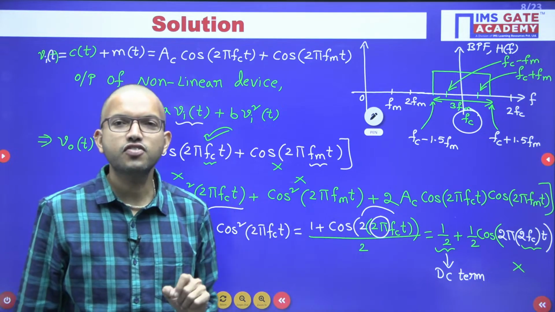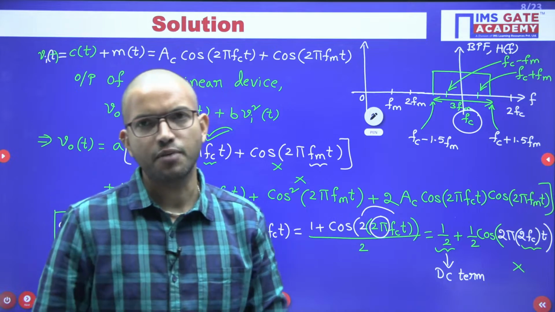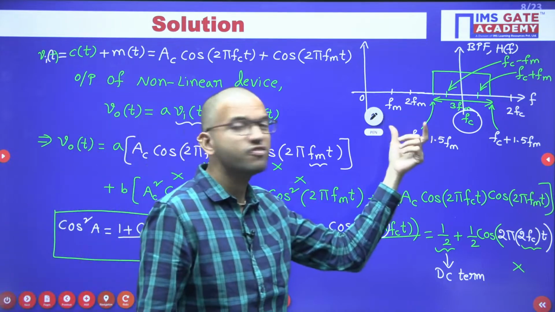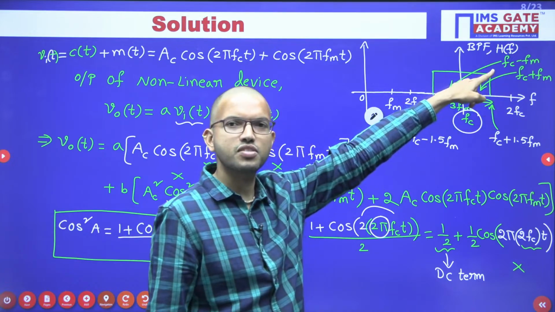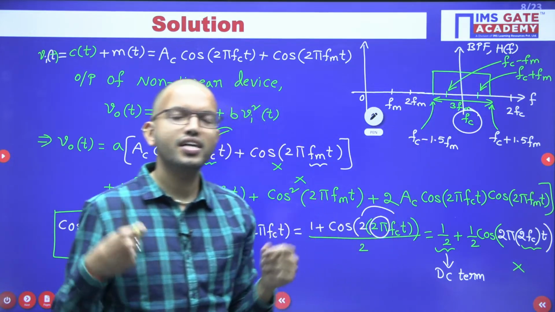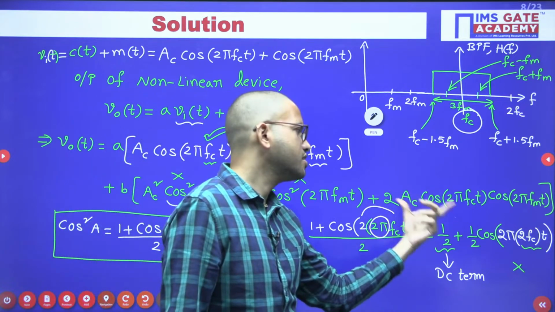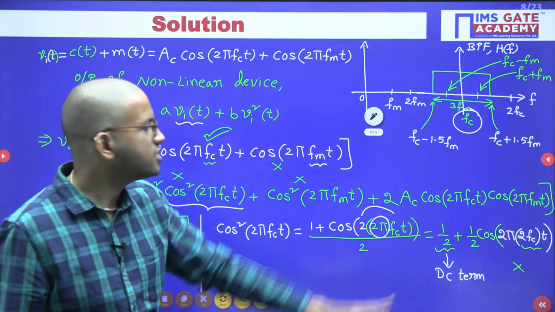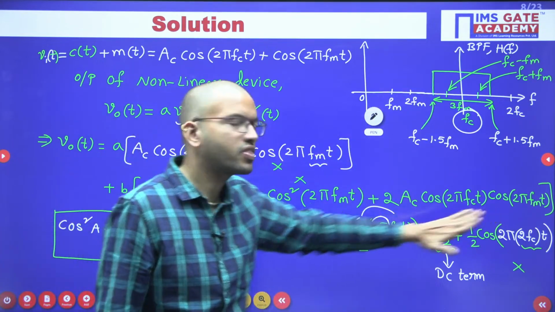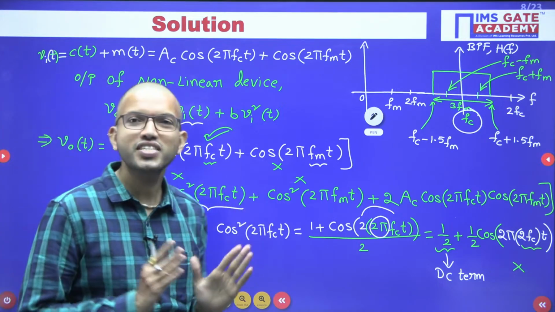But the question is what? With the help of the band pass filter, we are going to produce an AM signal. In the AM signal you will have 3 frequency terms: one is FC, another is FC plus FM, another is FC minus FM. So if you apply that hint, then definitely you will say that this term is going to be allowed by this band pass filter. Because if you say no, that means you are getting only the carrier frequency, which means it is not producing AM, right?